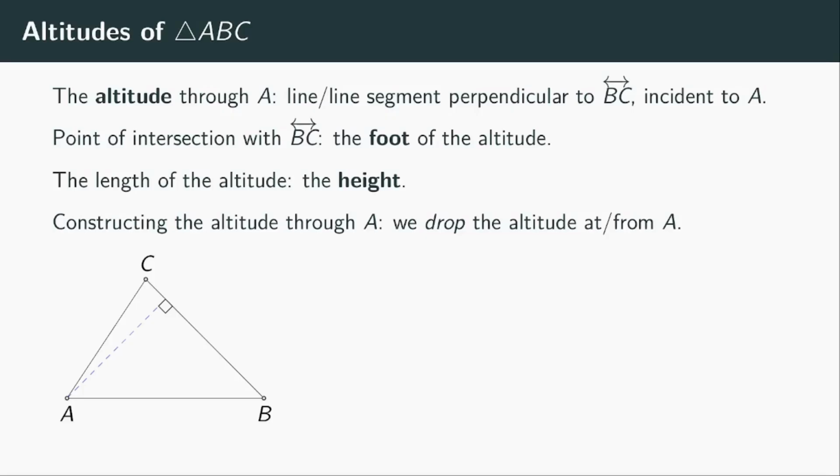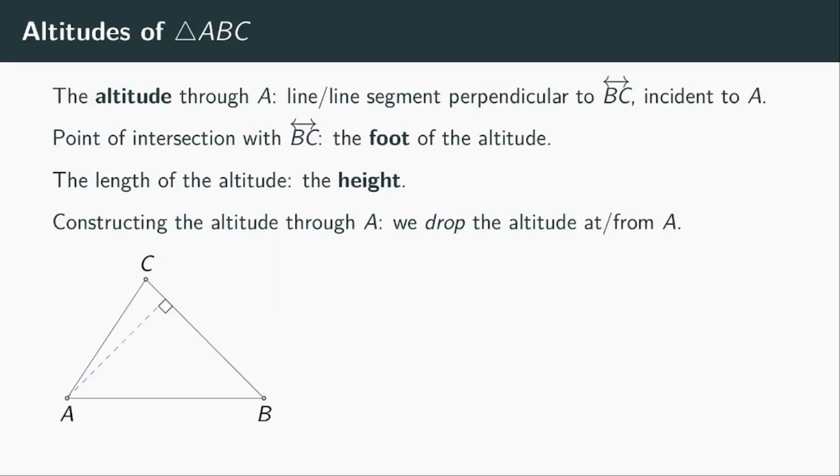The altitude through a vertex A is the line segment perpendicular to the opposite side, so in this case BC, that's incident to A. Now sometimes in the literature people are talking about the line. We're going to talk about line segment unless it's clear from the context we really mean the line, right? And as you know from any one of our axiomatic systems, a line segment can always be extended to a line.